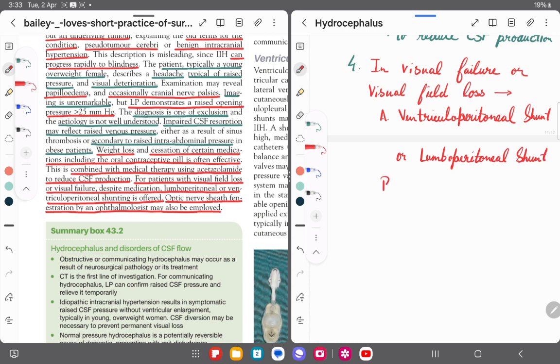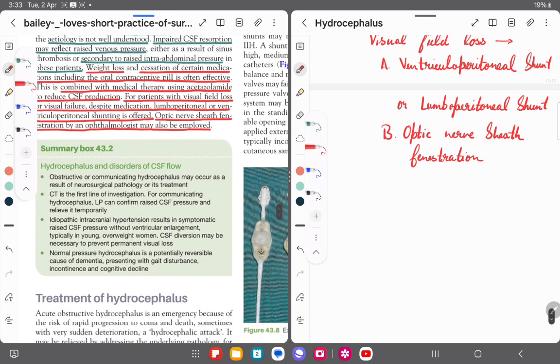B is optic nerve sheath fenestration can be offered. Optic nerve sheath fenestration. So these two things can be offered for visual field loss.